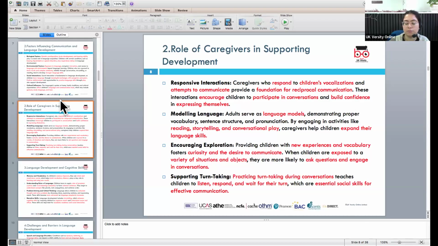So as we just read about pragmatics, right? Pragmatic skills. You need to practice turn taking, because it's not like the child can just keep speaking and speaking, not letting the other person speak. And it's not like they are too shy to speak. We need to maintain a balance: when they speak, they also allow the other person to speak. That is when practicing turn taking during conversations kicks in. It teaches children to listen, respond, and wait for their turn, which are essential social skills for effective communication.